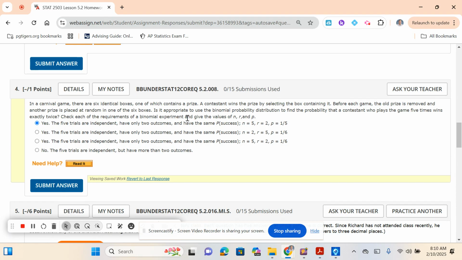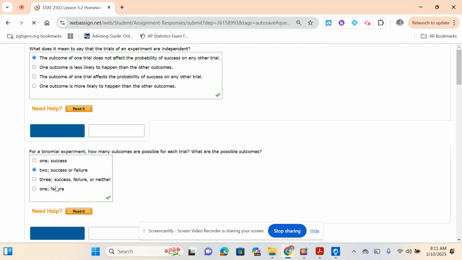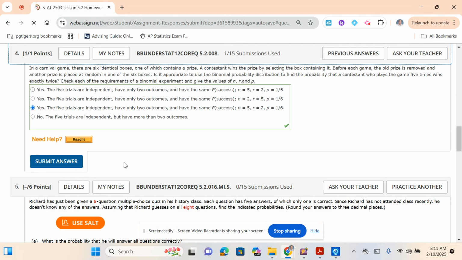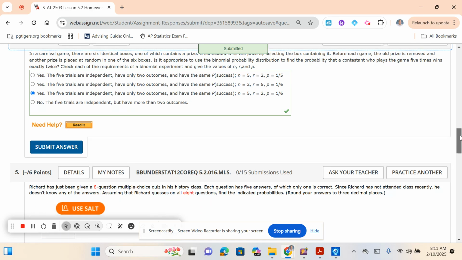And then, would winning on the second game impact whether you win on the fifth time? That would not have an impact on the outcome. So yes, the trials are independent. There are only two outcomes, and you have the same probability of success. N equals 5, R equals 2, but P is not that. It would be P equals 1/6, because you've got one way of selecting the right box out of 6 total options. So that one is a binomial. R is 2 because you want to win exactly twice.